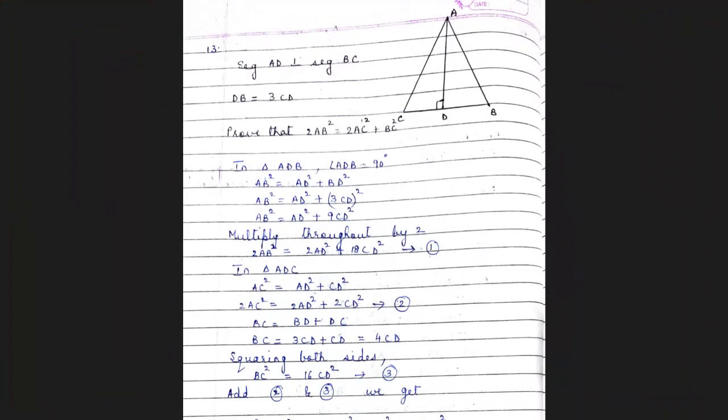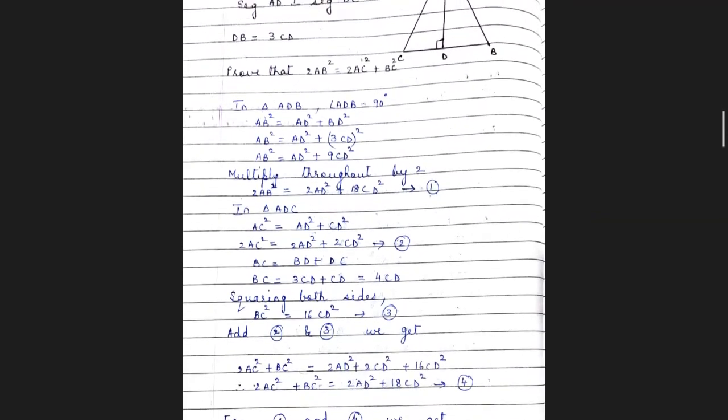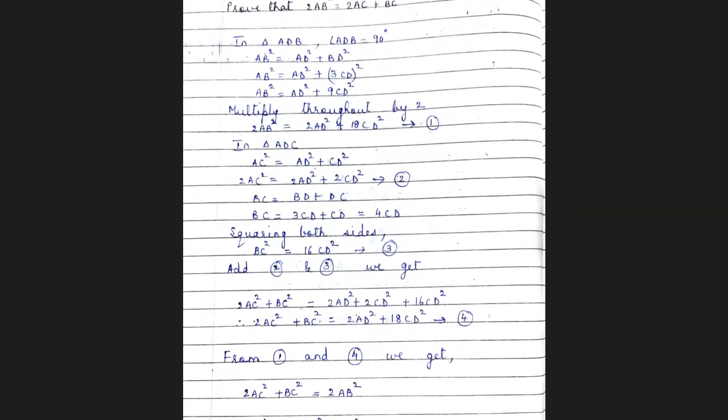Now in triangle ADB, we know angle ADB is 90 degrees. Therefore AB square equal to AD square plus BD square by Pythagoras theorem. Now AB square equal to AD square plus, you are given BD is 3CD. So substitute that in BD's place. So you get 9CD square. Now when I multiply throughout by 2, I get 2AB square is 2AD square plus 18CD square. Mark it as equation number 1. Now take triangle ADC. Pythagoras theorem, AC square equal to AD square plus CD square.